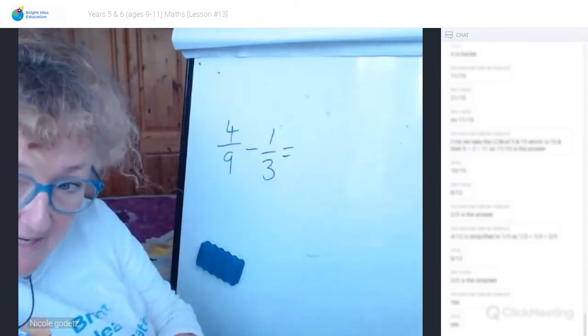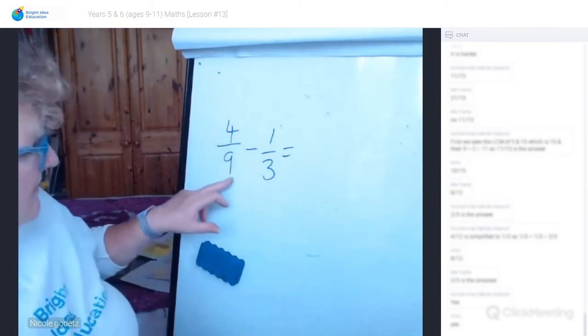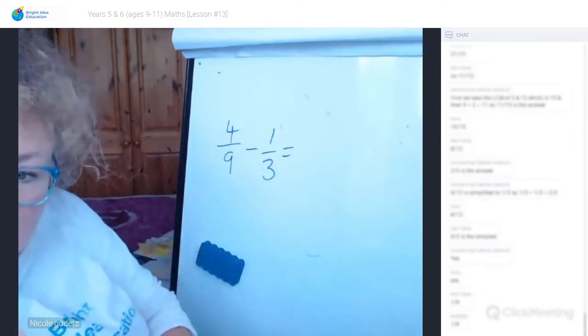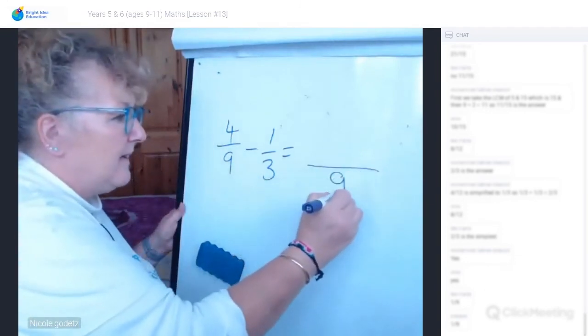Okay, put them over the same denominator. Don't make life hard for yourself. That's in the 3 times table. So the lowest common multiple is 9. So we're going to put them both over 9.